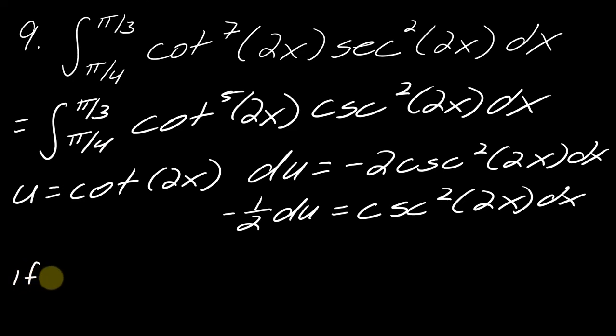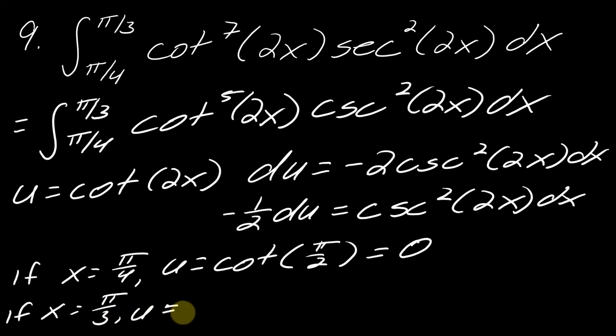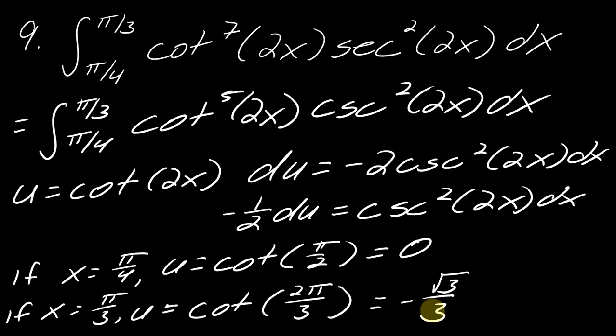So now if my x is equal to pi over 4, then my u is the cotangent of, let's see, 2 times pi over 4 is going to give me really pi over 2. So the cotangent of pi over 2 is just going to be 0. And then if x equals pi over 3, then my u is the cotangent of 2 pi over 3. Using the unit circle to get to this, this will be negative square root of 3 over 3.